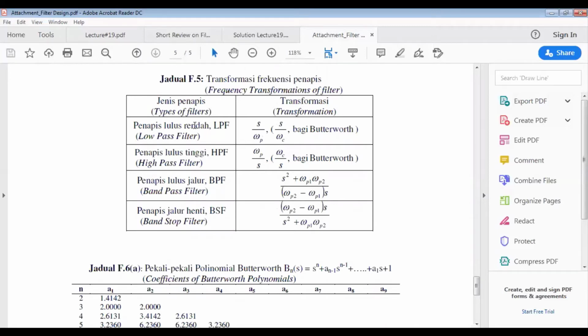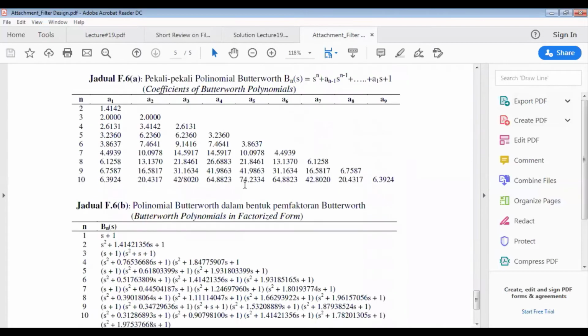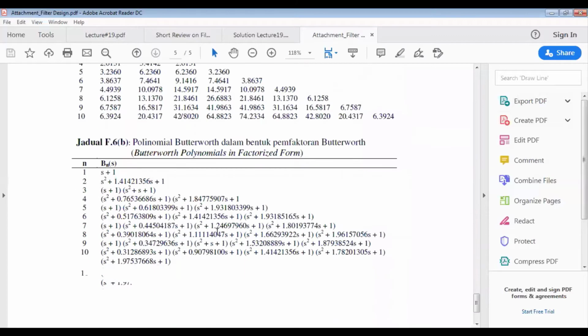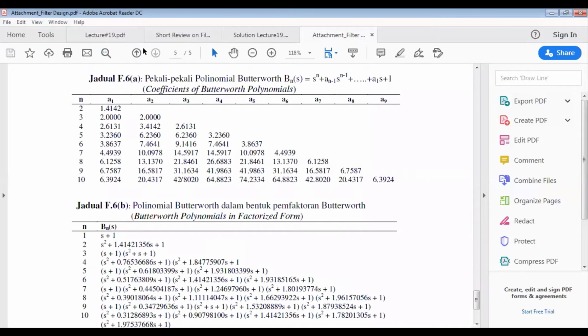For instance, if we have the low pass filter, the transformation is S over omega C for the Butterworth. For the high pass filter, the transformation is omega C over S for the Butterworth, and so on for the band pass and the band stop filter. What is meant by this? We're going to learn further on this table F5 after this. And table F6, both F6A and F6B, are the tables for the Butterworth polynomial. We're also going to learn about this Butterworth polynomial in the slides of lecture 19.